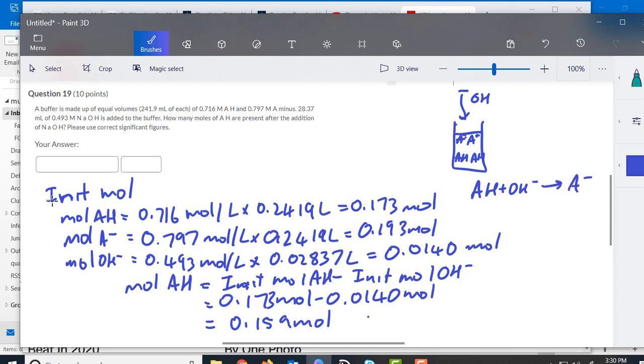So what we find is that for every mole of AH we have, for every mole of OH minus that we add, it will use that many moles of AH as well. So that's how we're going to justify the loss of AH. It actually turns into A minus, that ends up going up, but the AH, that ends up going down, and that's why it's initial moles of AH minus initial moles of OH minus.